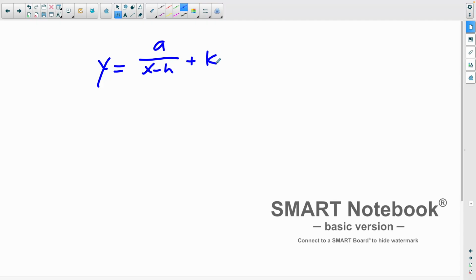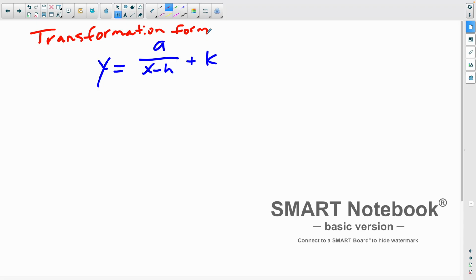All right, here you go. I want you to copy this down in your notes. That is an A. y equals A over x minus h plus k. This would be our transformational form of that reciprocal.